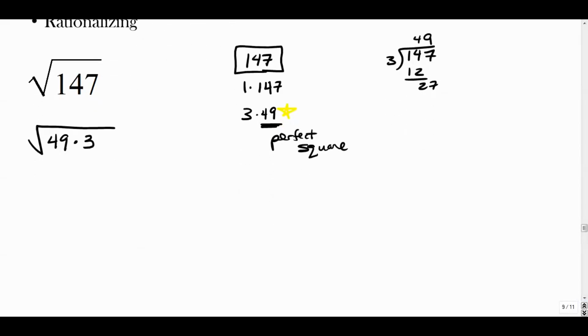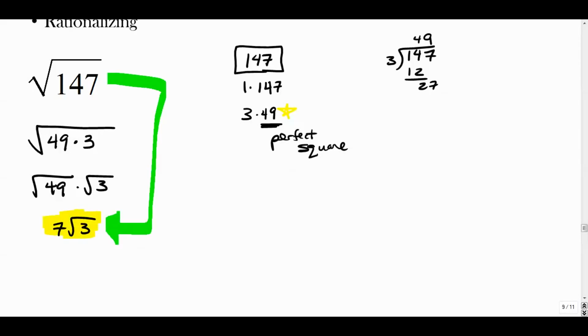So here we go. I wrote 147 as 49 times 3. One of our radical rules is that we can break that up into 2 separate radicals. The square root of 49 is just 7. Get rid of the radical. Radical 3 we don't know. And that's our answer. So this guy is equal to this guy.